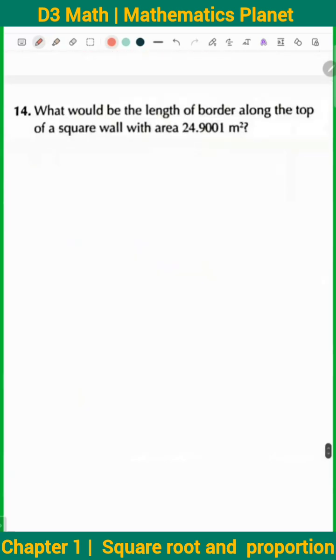What would be the length of border along the top of a square wall with the area 24.9001 meters square? What will be the length of the border? It means again we're going to take the square root.